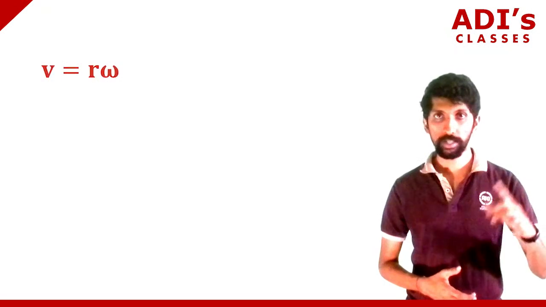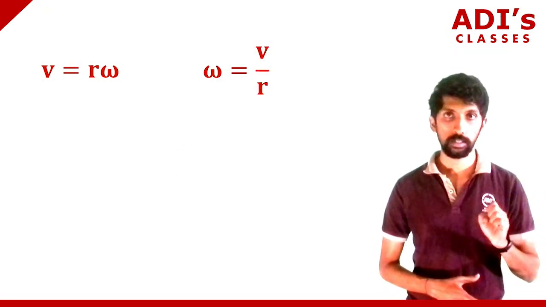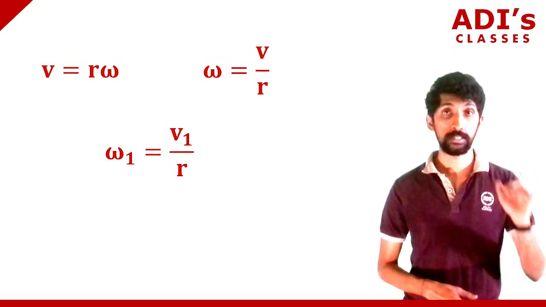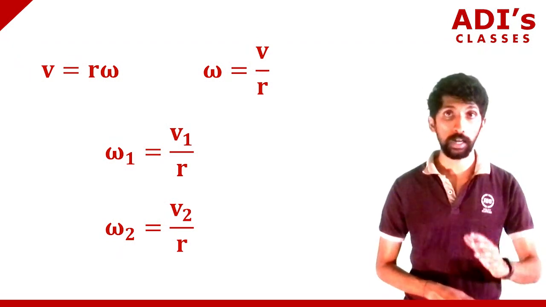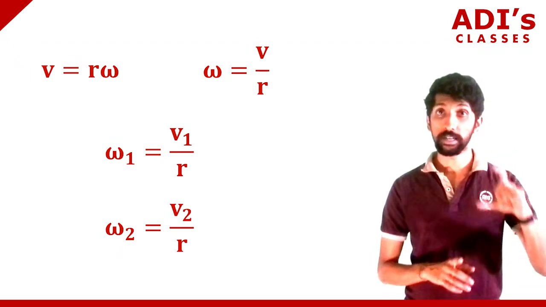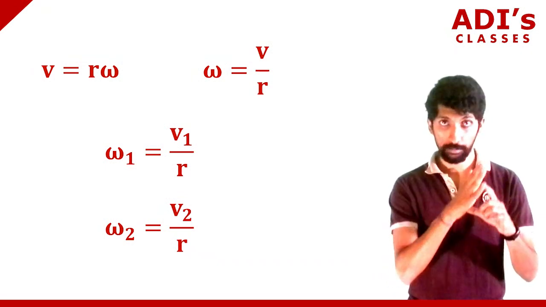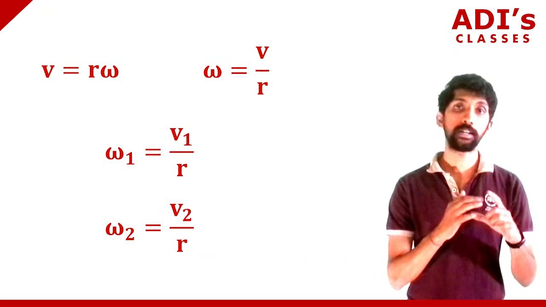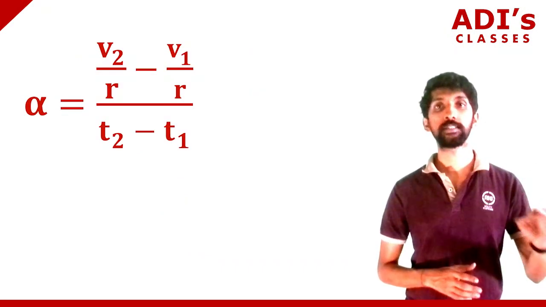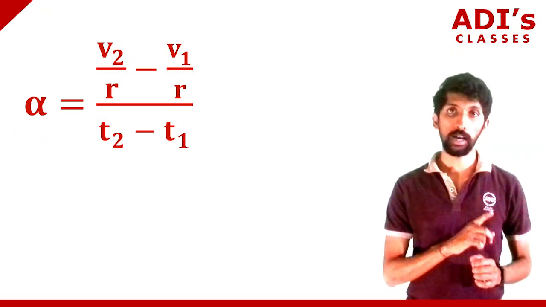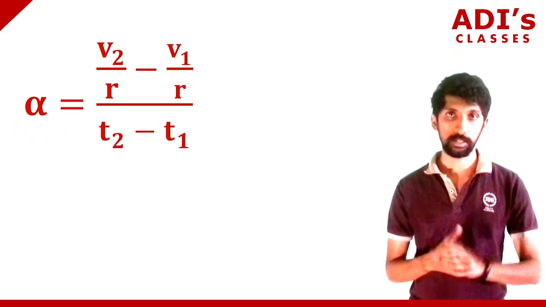Just now we derived v is equal to r omega. Then omega will be v divided by r. So omega 1 is v1 divided by r and omega 2 is v2 divided by r. Here one important thing, the radius remains the same. I mean, we are looking at two points on the same axis, but different angular velocities. So if you substitute that here, we have alpha is equal to v2 divided by r minus v1 divided by r, all divided by t2 minus t1.